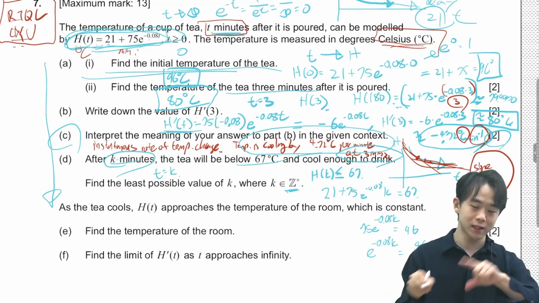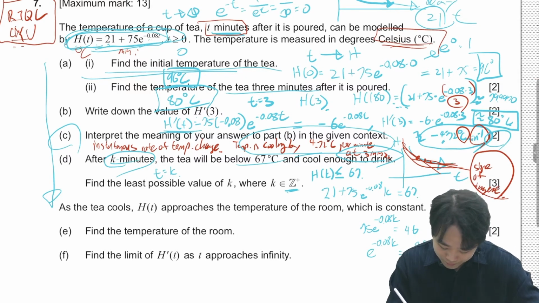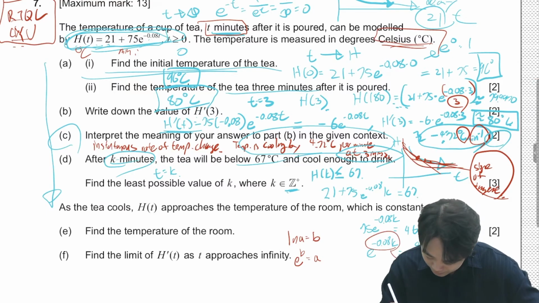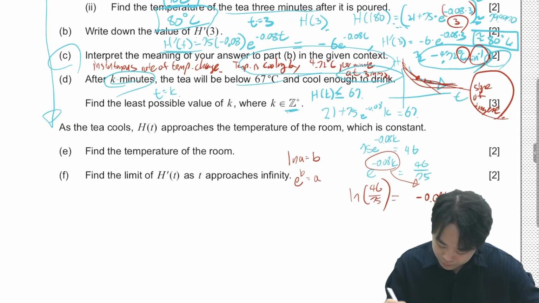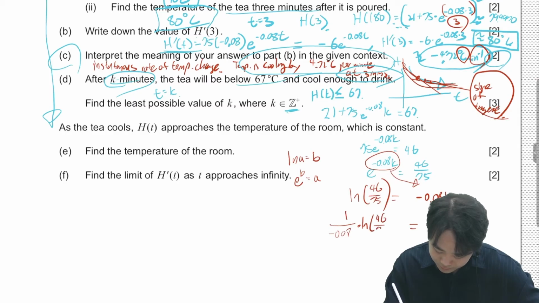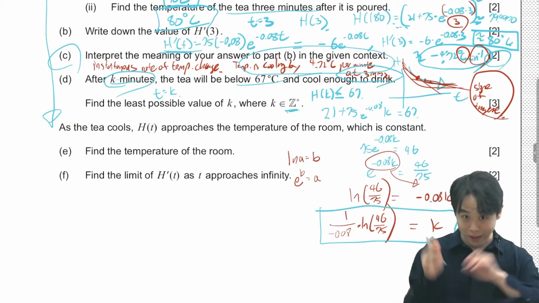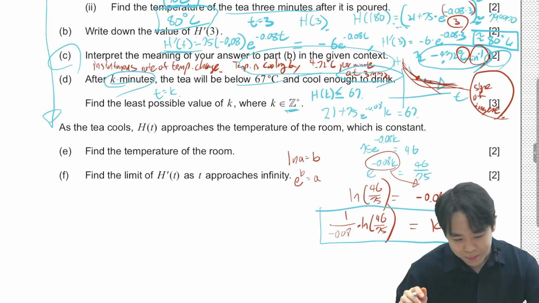Then I can rearrange this using my knowledge of logs and bases. If you have ln a equals b, that's like saying e to the power of b equals a, right? So this thing would go to the bottom here. So I would say negative 0.08k is ln of 46 over 75, meaning k is going to be 1 over negative 0.08 times ln of 46 over 75. So this is one way to go about it. I prefer this method because you can just write this full expression into your calculator. But you don't have to do it this way.